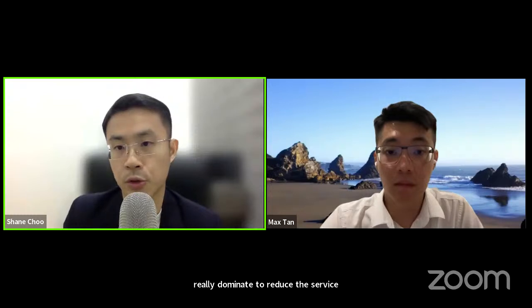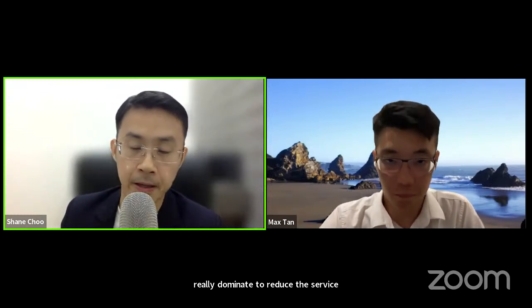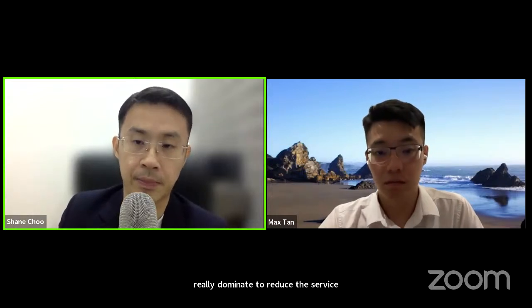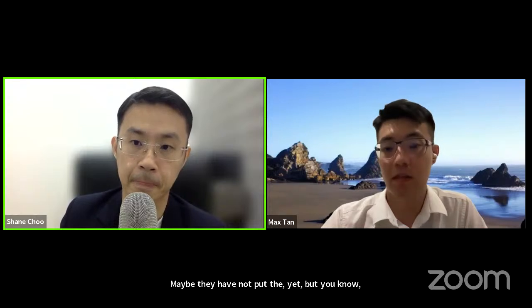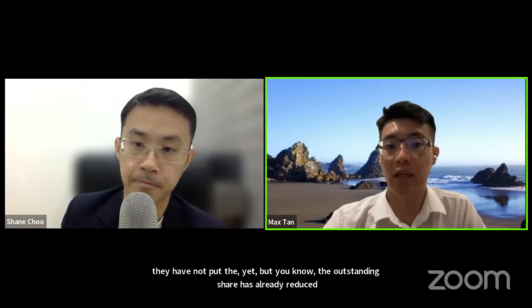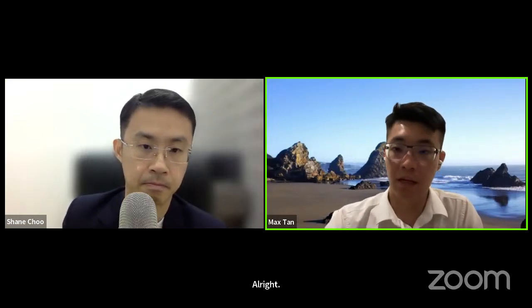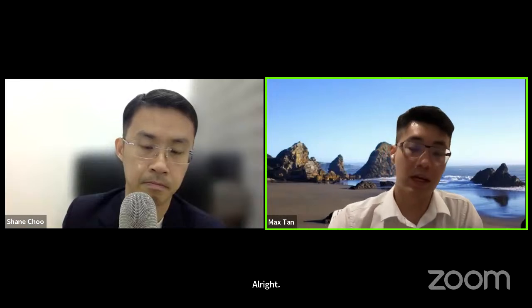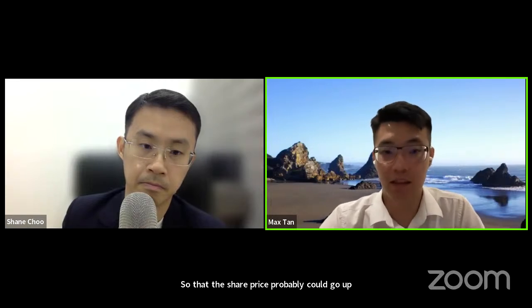So the moment they do a share buyback, it should be reduced. Maybe they have not terminated yet, but the outstanding shares have already reduced. Yes, from what I remember, that is the case. So when you have a lower share base, that means you would have a lower supply to a certain extent, so the share price could probably go up more easily, right?